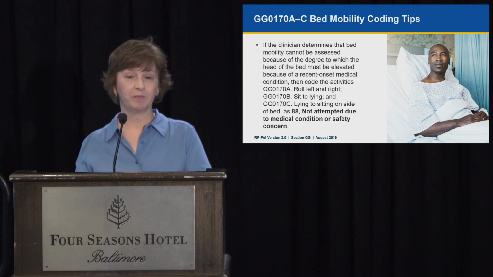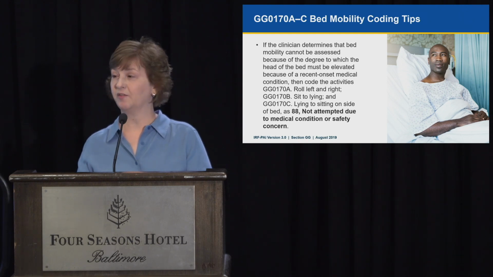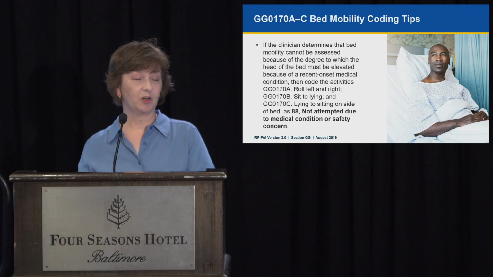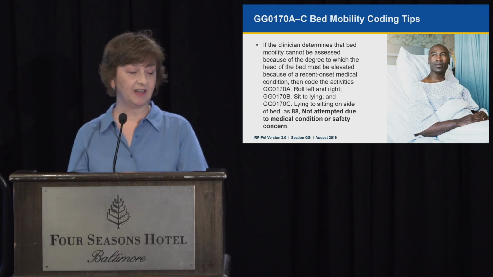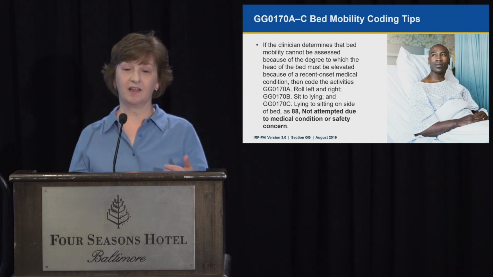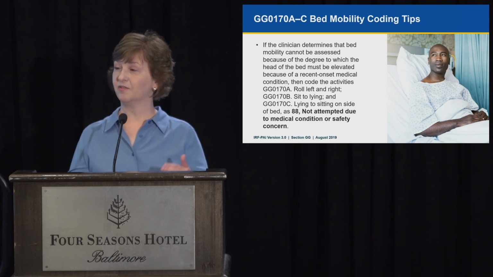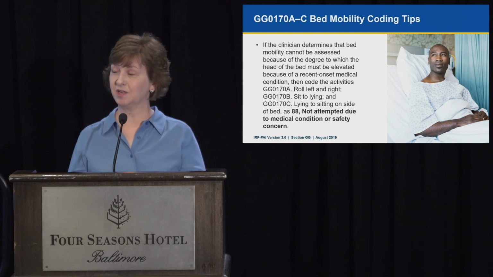So if the clinician determines that bed mobility cannot be assessed because of the degree to which the head of the bed must be elevated due to a recent onset medical condition, you would code the bed mobility activities, including GG0170A, roll left and right, GG0170B, sit to lying, and GG0170C, lying to sit on side of bed, as 88, not attempted due to medical condition or safety concern. If the person has a long-standing condition where they've not been able to lie flat for a long time, that meets the criteria of Code 9 that Manisha covered.